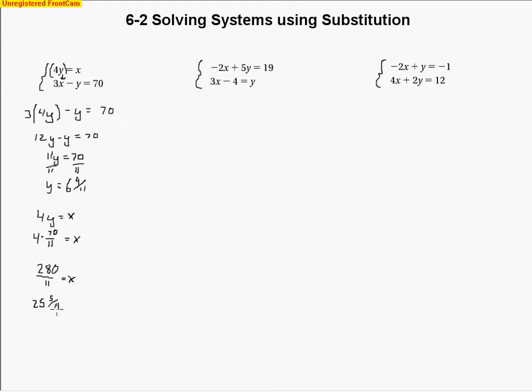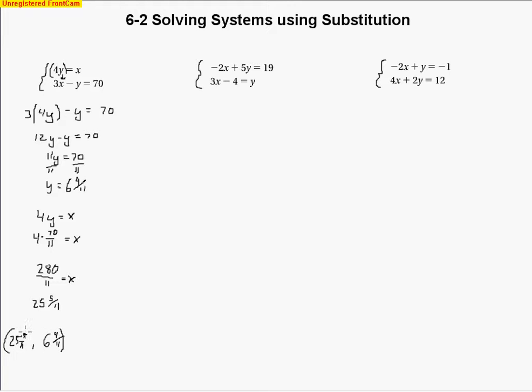So my answer is an ordered pair. It's where the two lines cross. And so my first number here, I'll write the 25 actually first. 25 and 5 elevenths, and then comma, 6 and 4 elevenths. So this is where the two lines will cross.